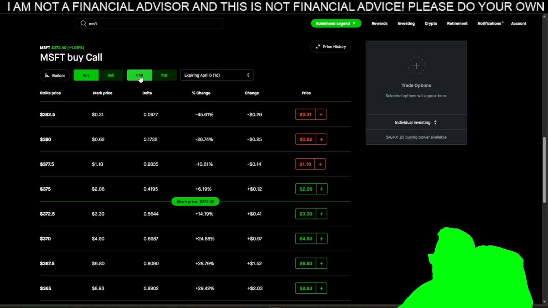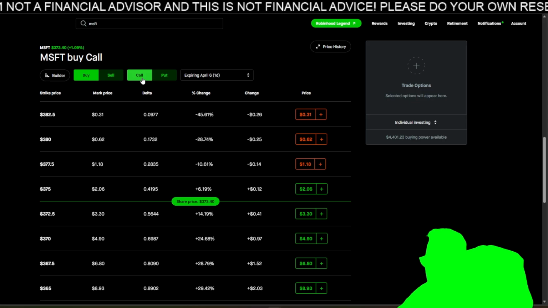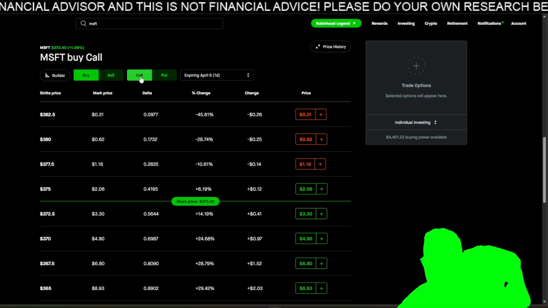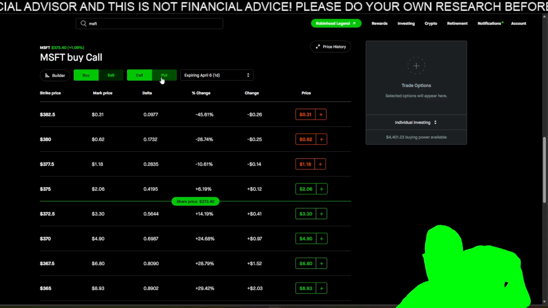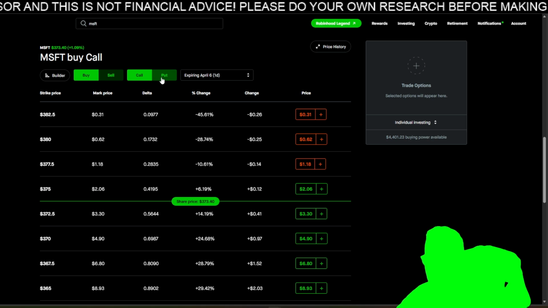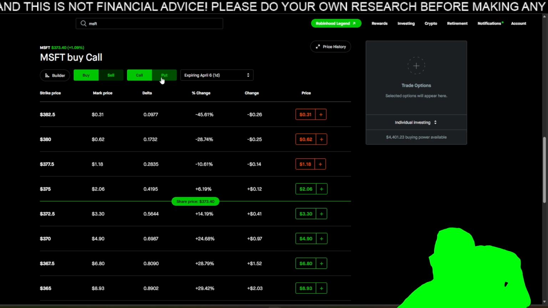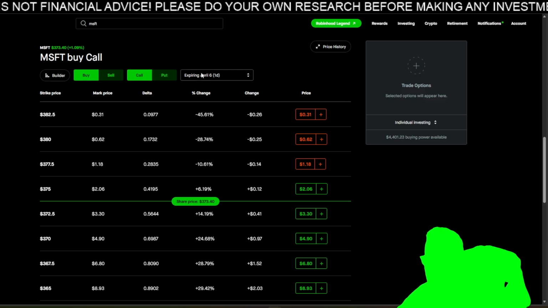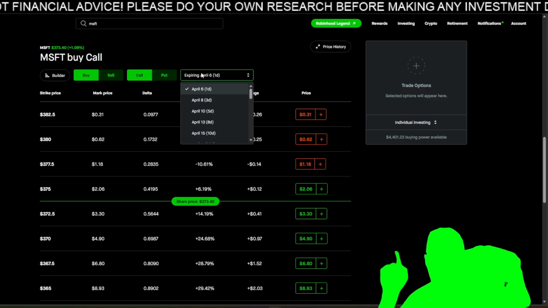Do not worry. You also have a call and you have a put option here. A call basically means that you are being bullish on the stock and you're thinking that it's going to go up to a certain strike price. Put means you are being the opposite. You are being bearish, so if I buy a put option, I'm betting for Microsoft to go down. If I buy a call option, I'm betting for Microsoft to go up. And the most important thing for leap options here is the expiration date.